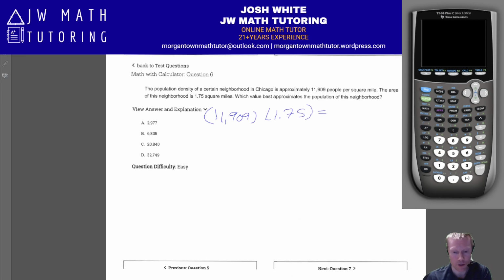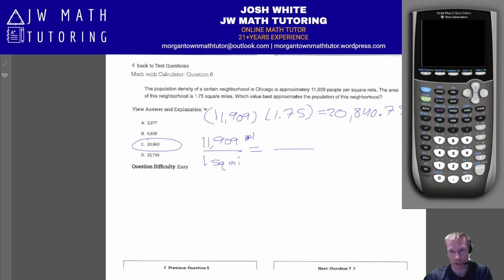Okay, it comes out to 20,840.75, and that just rounds off to letter C, 20,840. However, if you didn't recognize that, you can set up a proportion and solve it. So on the one side, I would put 11,909, and that is the number of people in 1 square mile.